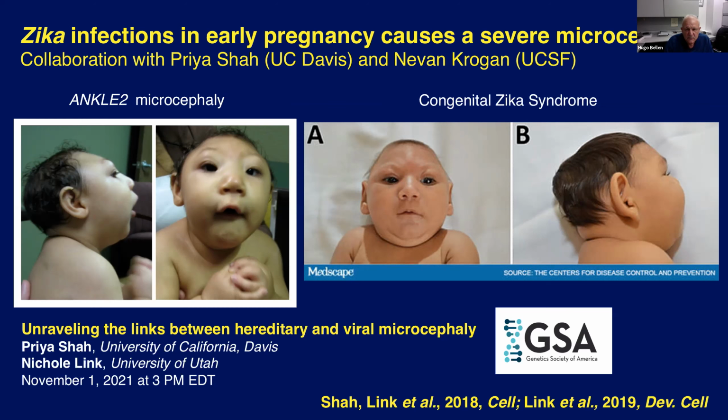And interestingly, we were contacted by Nevan Krogan at UCSF and Priya Shah at UC Davis because they found that a key Zika virus protein binds to ANKLE2. And there will be a seminar in the same series here because I think this is a really nice example of a genetic disease that's really rare, having a much bigger impact because it is the target of a viral protein that causes Zika syndrome.